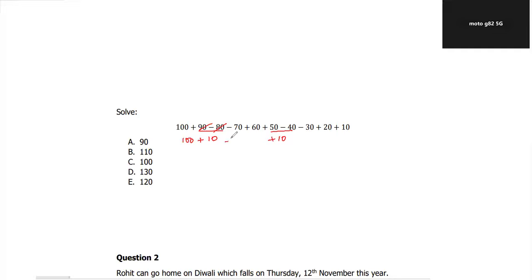So you have minus 70 plus 60, and this is 30. Correct? So minus 30 plus 30 becomes a 0. And if you see this, 60 plus 10 is also 70. So minus 70 plus 70 becomes a 0. So the answer is 110. Answer is B. Okay, let's move on.